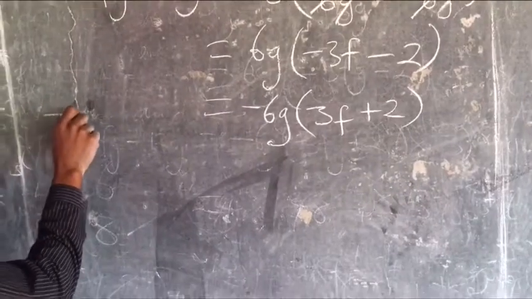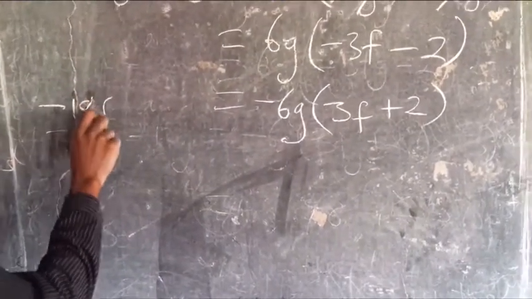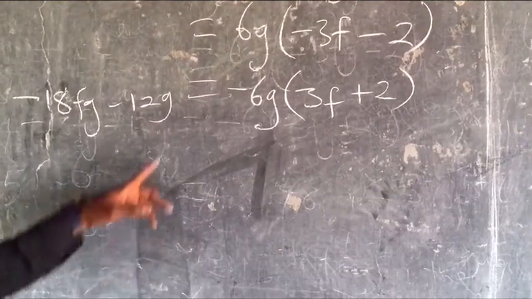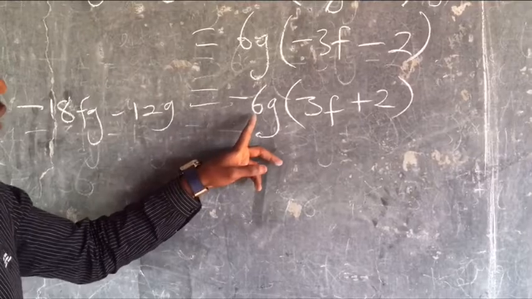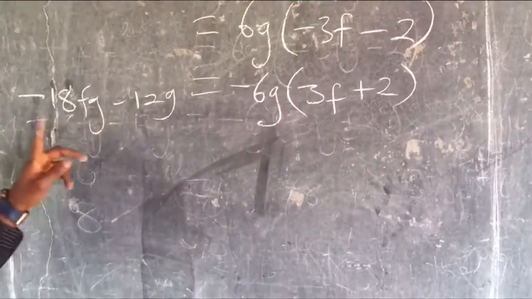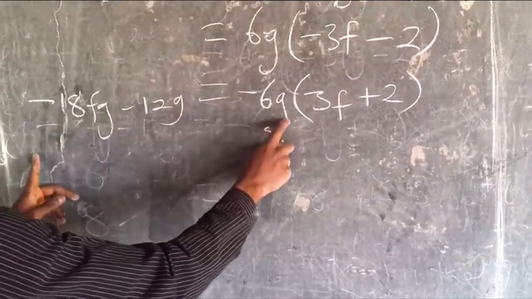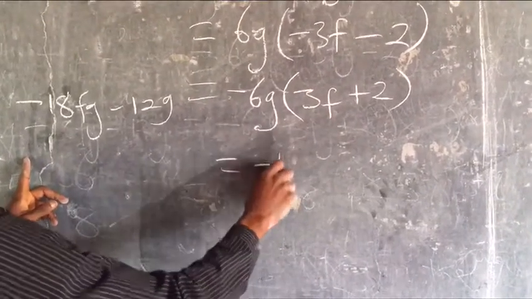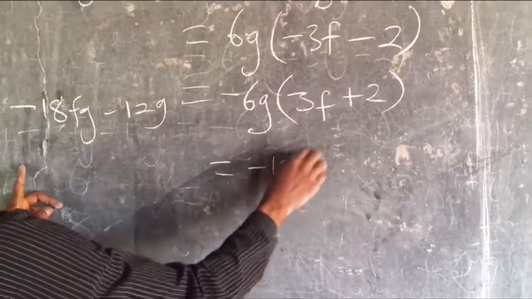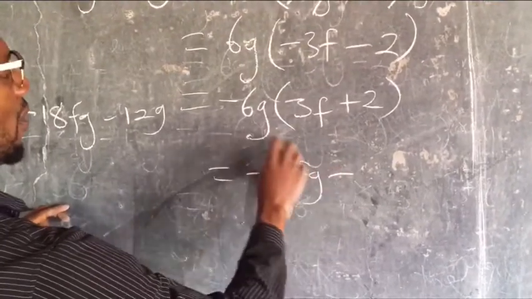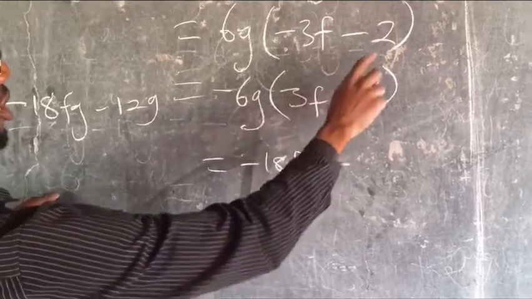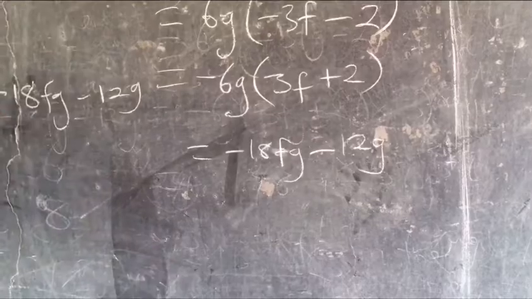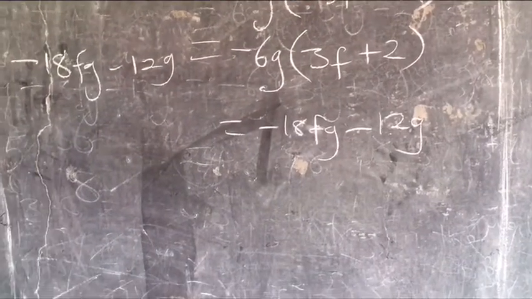So we don factorize that binomial expression. So if we open this bracket, we'll get back to this place. Minus 6g times 3f, we'll get minus 18fg. And then minus 6g times 2, we'll get minus 12g. So we don go back to this place. I hope that one get clear.